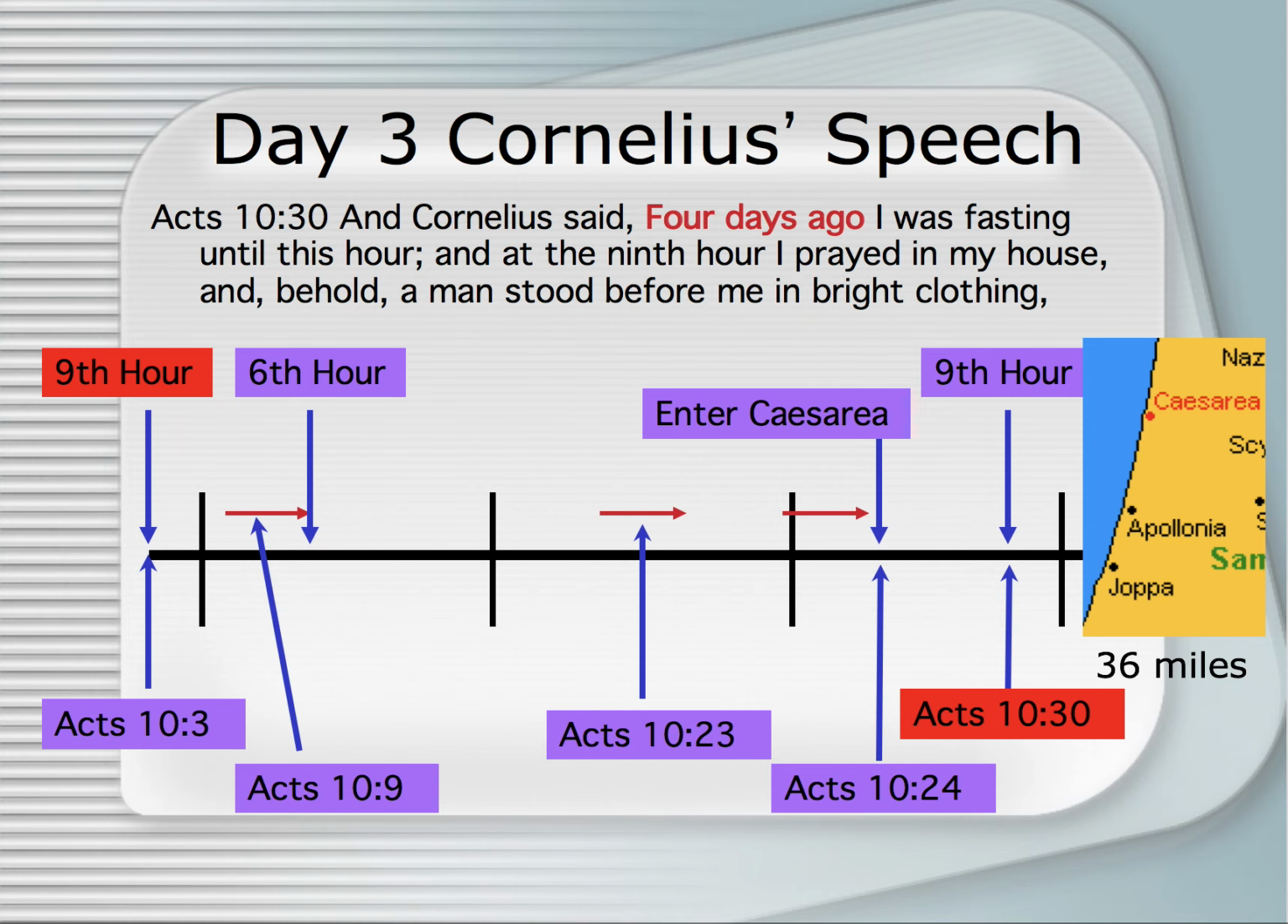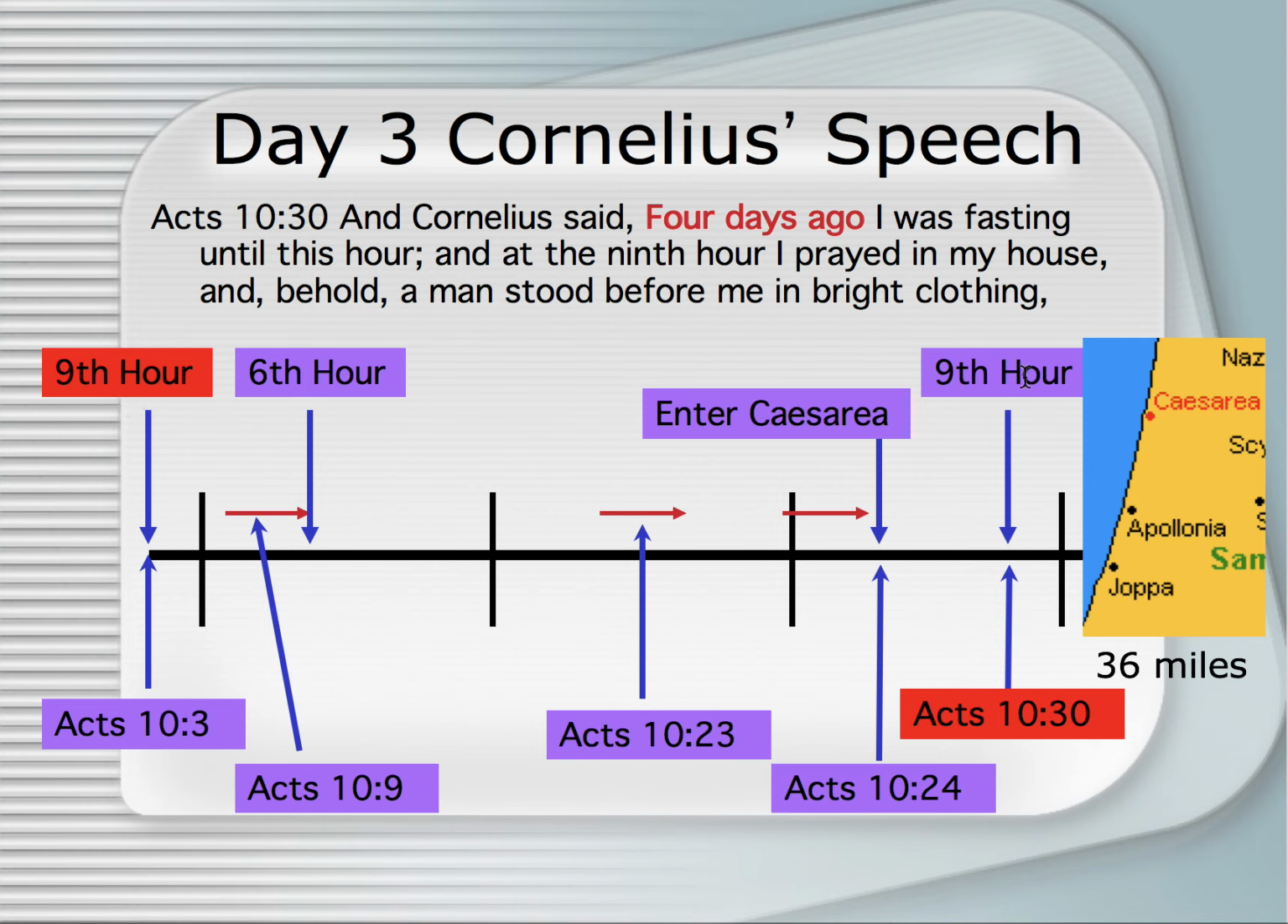So let's have a look and see in verse 30 what Cornelius says. Cornelius said after they entered the house, 4 days ago I was fasting until this hour. So 4 days ago, at the 9th hour, Cornelius is fasting until the 9th hour. So it's almost exactly 3 days ago. 4 days ago, I was fasting until this hour. So it was the 9th hour 4 days ago, what we would call 3 days.